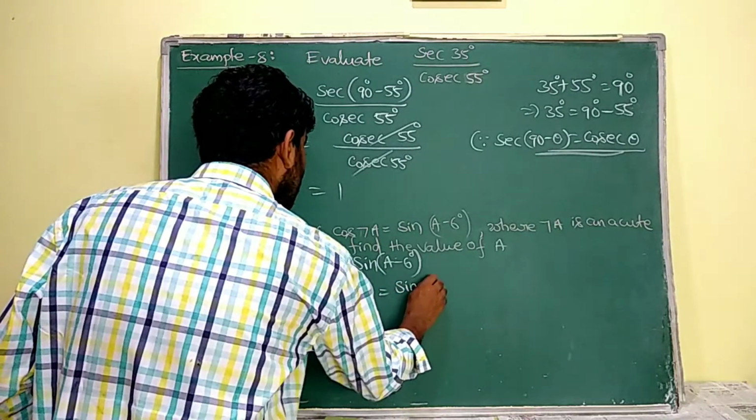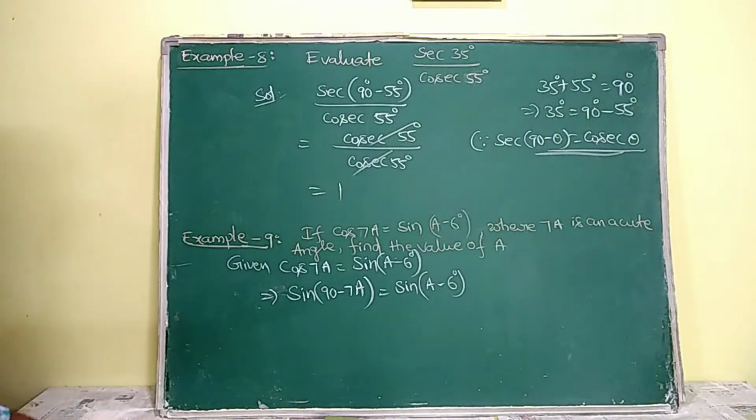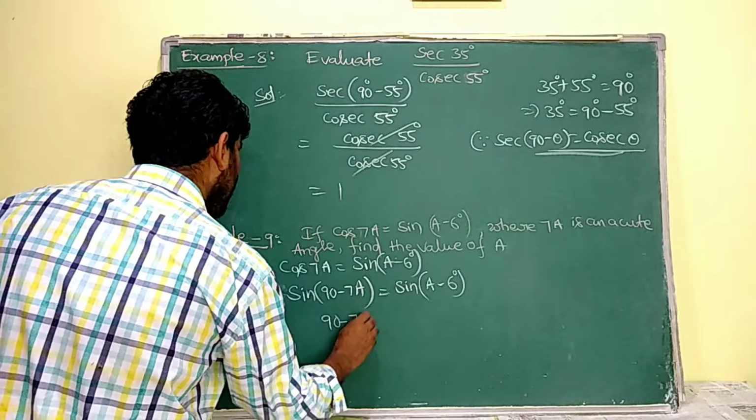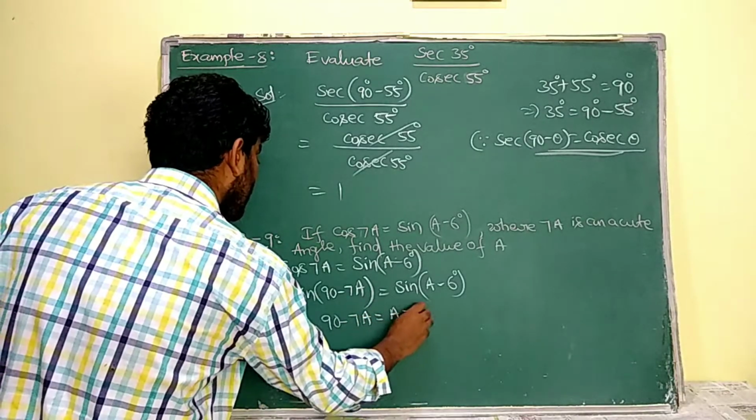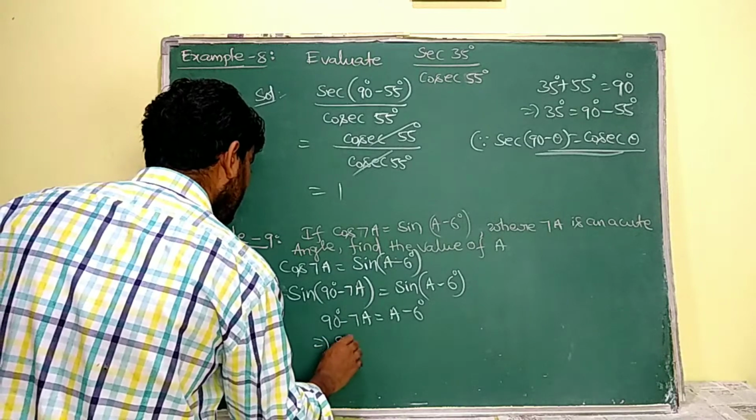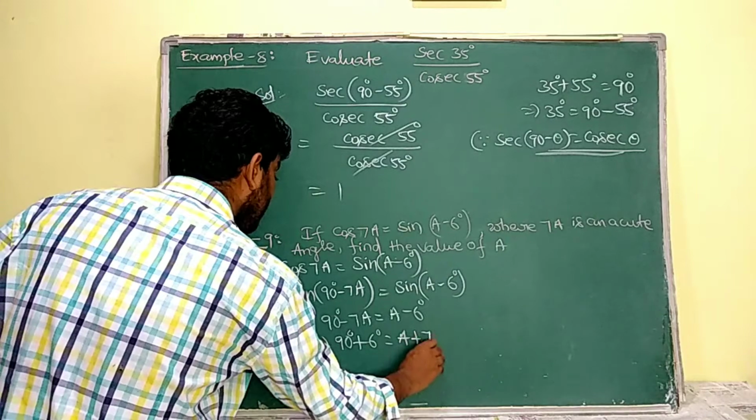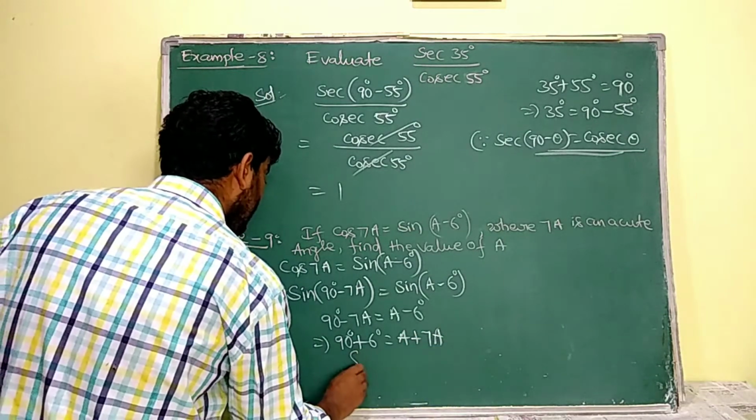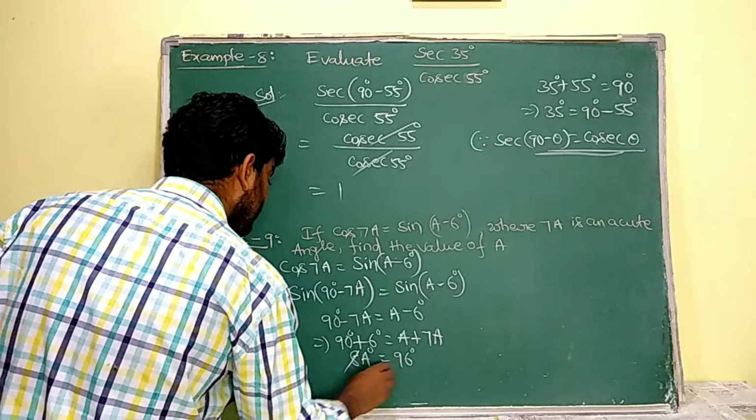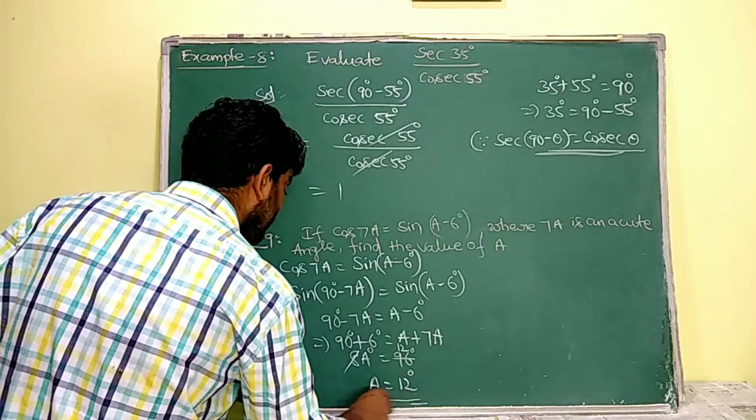I don't want to alter this sin(a minus 6 degrees). On both sides we are having sin, so remove that sin. Therefore 90 minus 7a is equal to a minus 6 degrees. Then 90 plus 6 degrees is equal to a plus 7a. That is, 8a is equal to 96 degrees. 8 ones are 8, 8 twelves are 96. Therefore a is equal to 12 degrees.